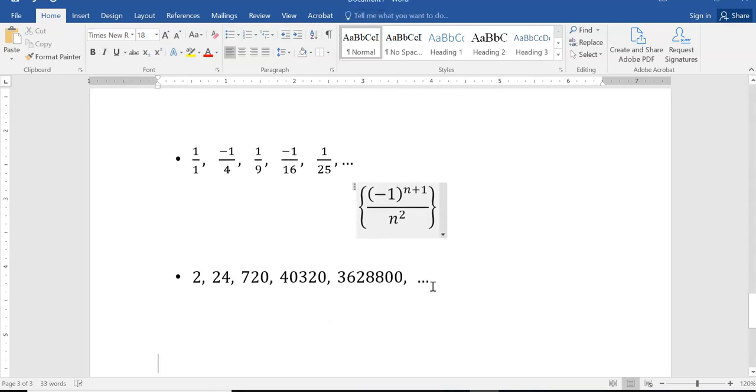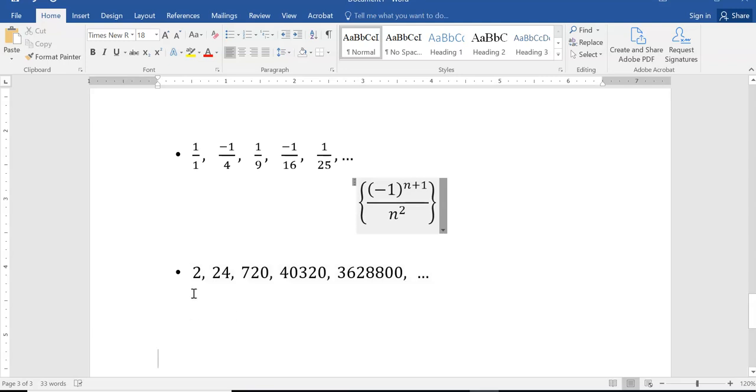Now this other sequence is kind of interesting. 2, 24, 720, 40,320, 3,628,800, so on and so forth. And if you look at the jumps, ooh, these are big jumps. You could think maybe add 22 and then add almost 700. That's a weird jump in adding. What happens if you multiply?